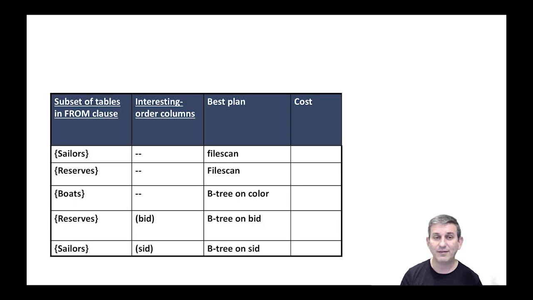So here's our dynamic programming table. The first three columns: for sailors, the best plan is file scan. For reserves, the best plan is file scan. For boats, the best plan is the B tree on color. And then for reserves with the interesting order of BID, there's a B tree on BID. And for sailors with SID, there's a B tree on SID.